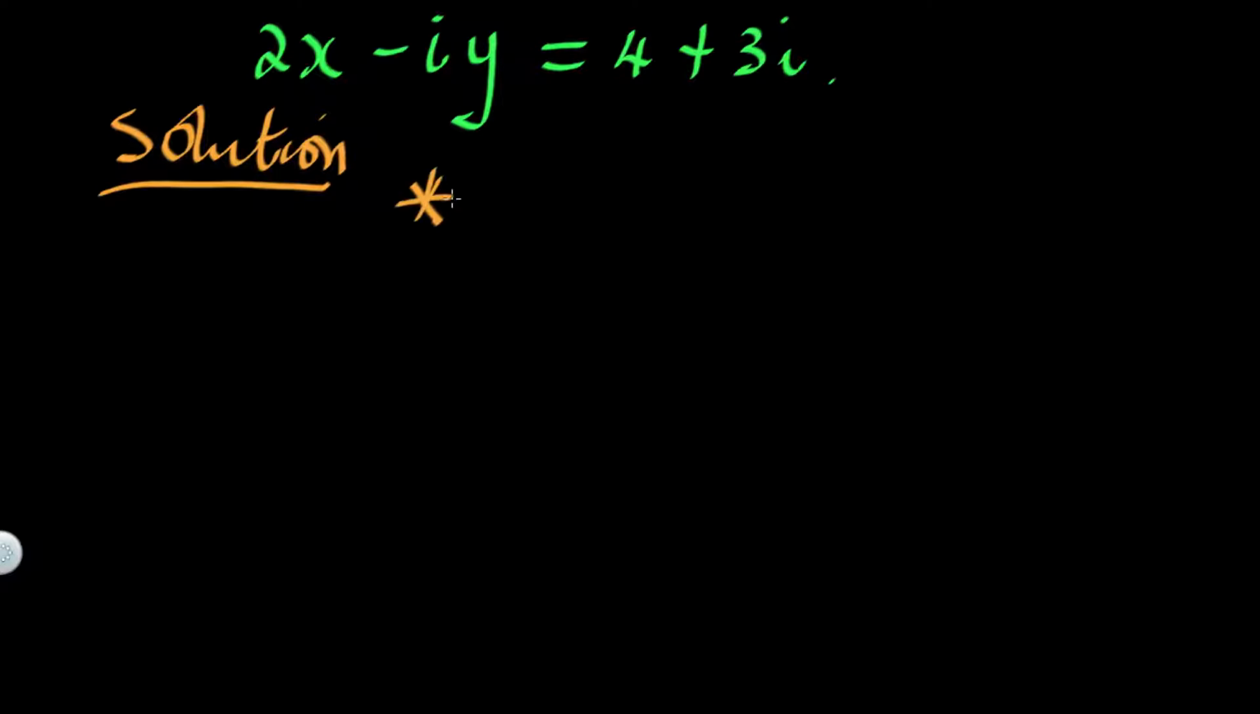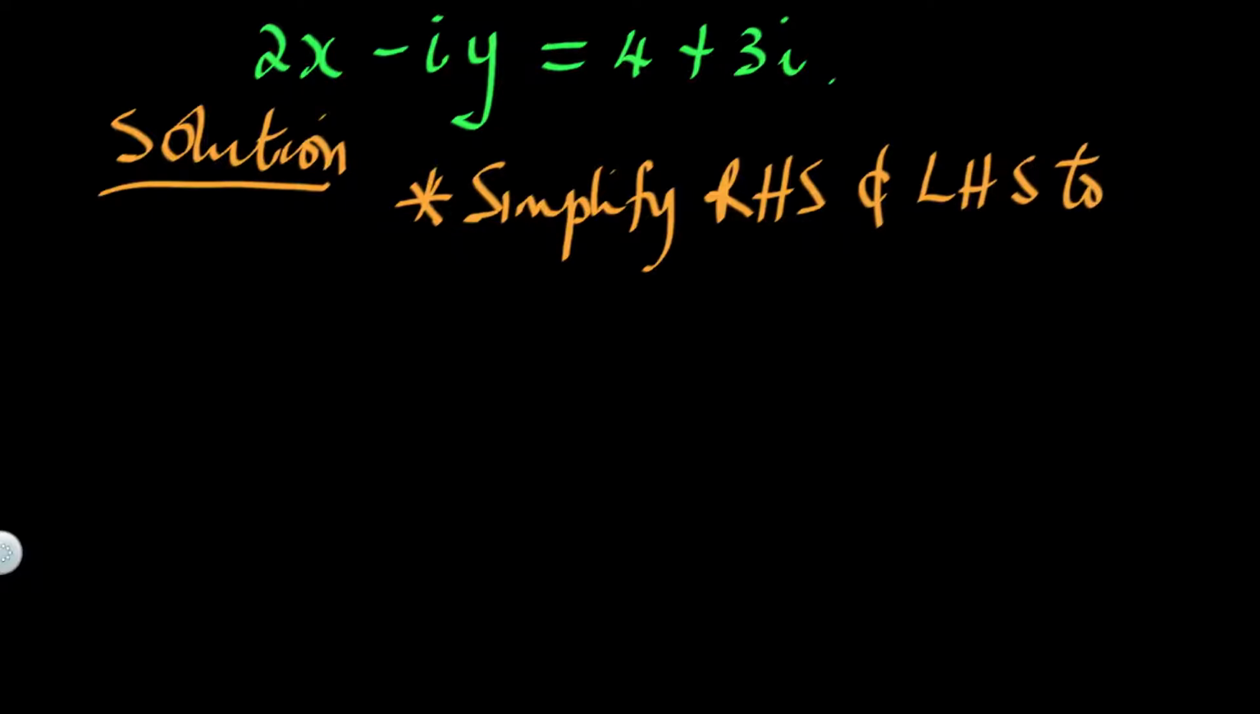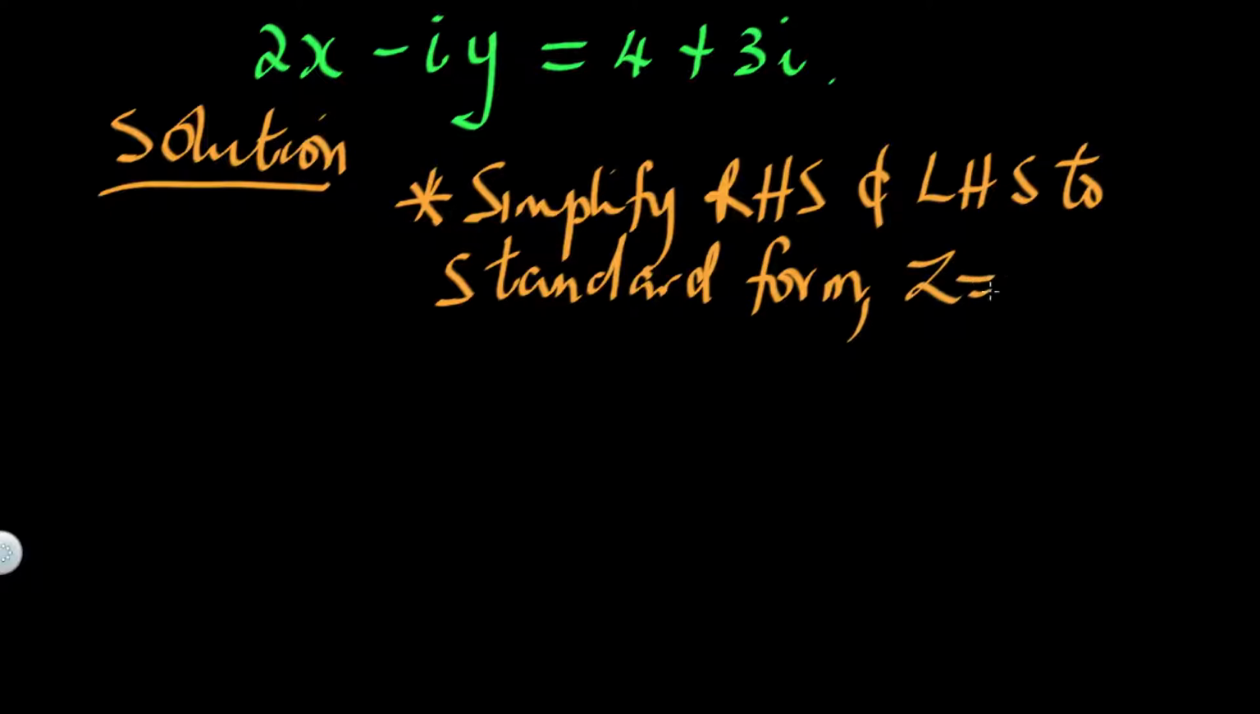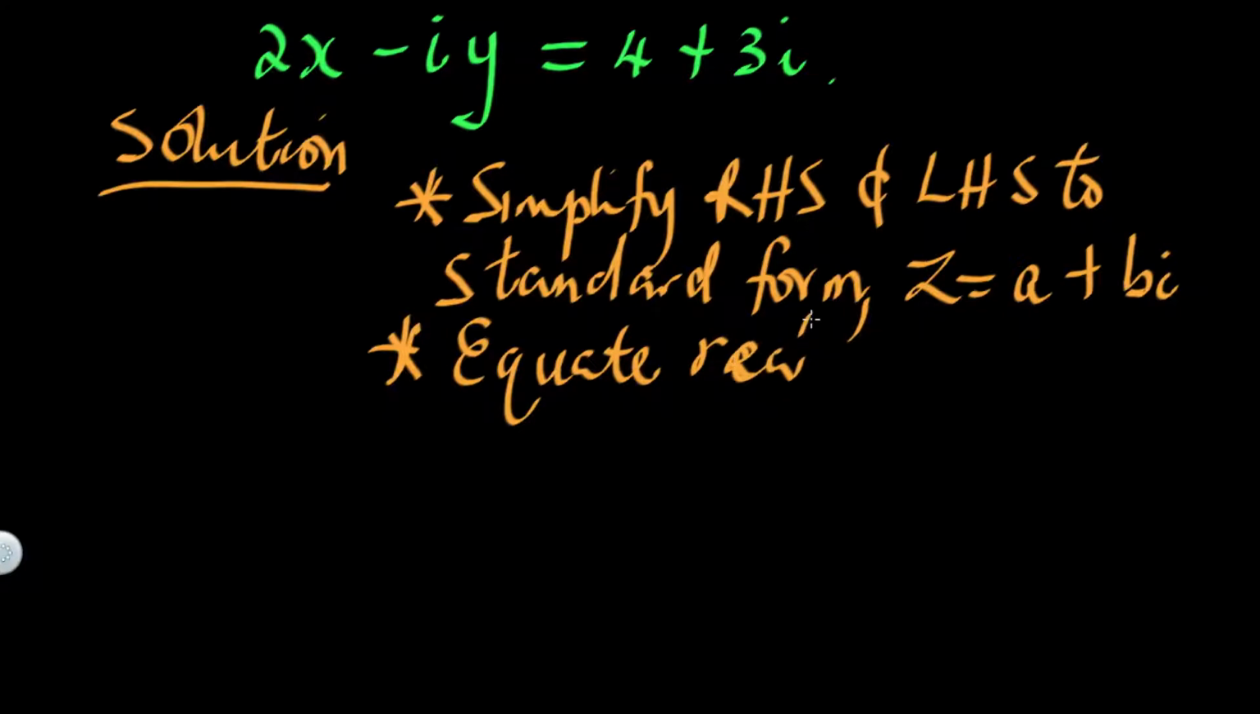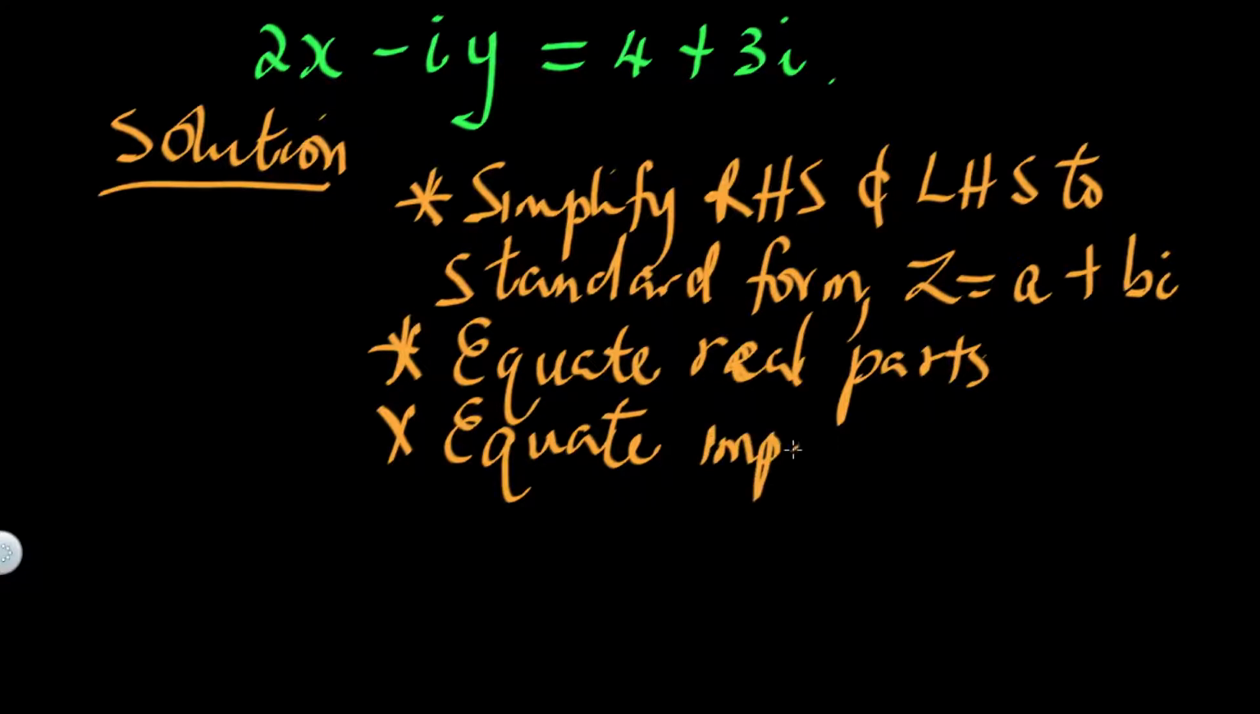The approach is first simplify the left-hand side. So simplify RHS and LHS to standard form. By this I mean z equals a plus bi. You go to your left-hand side and you go to your right-hand side, you simplify what you have there to standard form, then equate the real parts, also equate the imaginary parts. If you have an equal sign in between, it means they should be equal. And after you do the equating, then you can solve for the unknown.